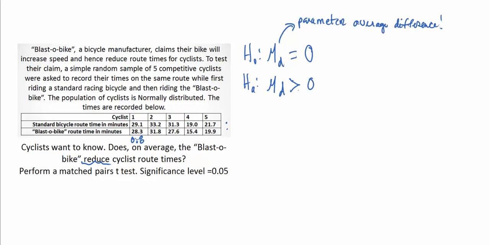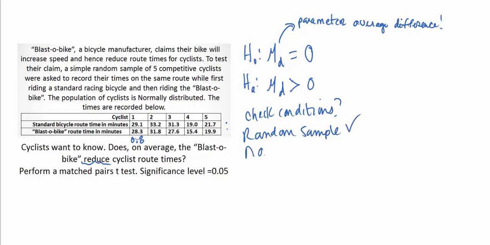So the next step is to check our conditions. Do we have a random sample? Random sample, yes we do. We have a random sample of 5 cyclists. And we know that the differences are normally distributed. So this meets our second condition. We have a pretty small sample size, but if we know that the differences are normally distributed, then we should be okay to perform a t procedure.